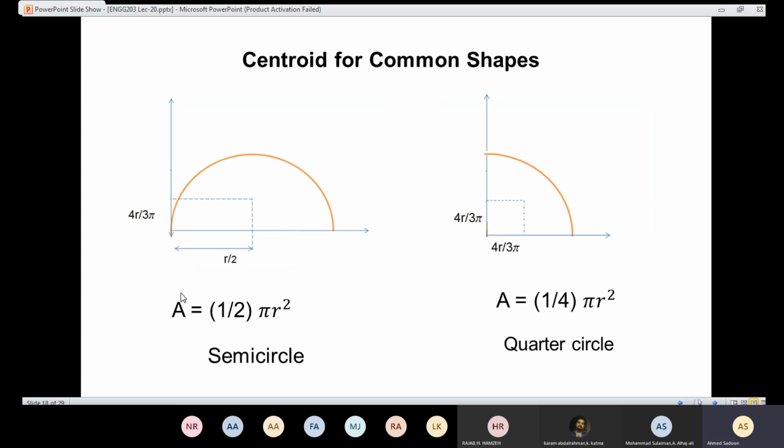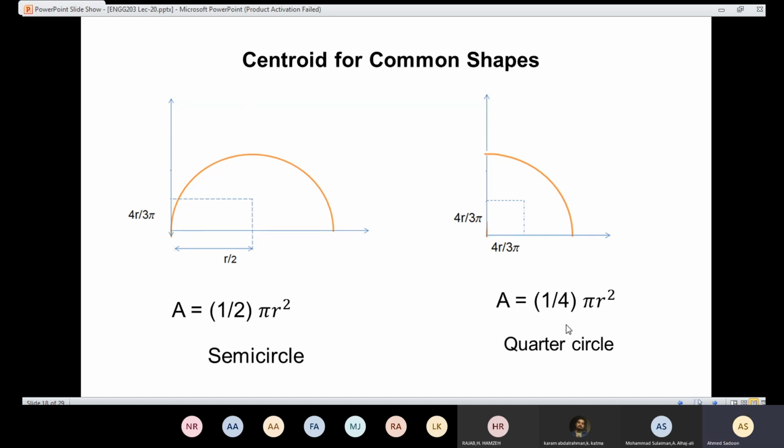Also, if I'm going to have a semicircle, like this one here, the area is going to be 1/2 pi r squared. And the centroid in x is going to be r/2 if your reference is here. If your reference is there, the value is going to be 0. And regarding the distance in y, it is going to be 4r/3 pi.